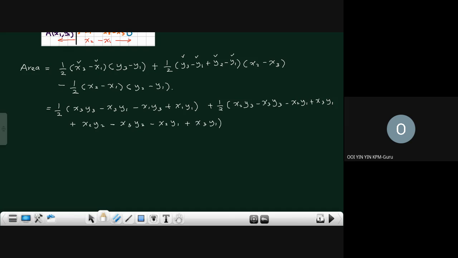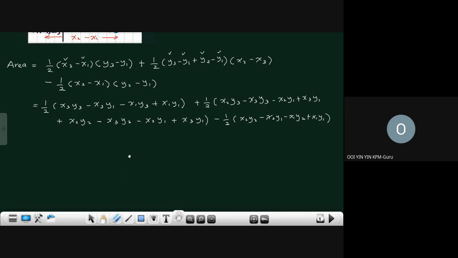Now, the last here, we have negative 1/2. Then we multiply the terms inside. Okay, x2 multiply with y2, x2 y2, and then x2 multiply with y1, you get x2 y1. Okay, lastly, negative x1 y2, and then your negative x1 with y1, negative, negative become positive x1 y1. Okay, so done with the multiplication, right?